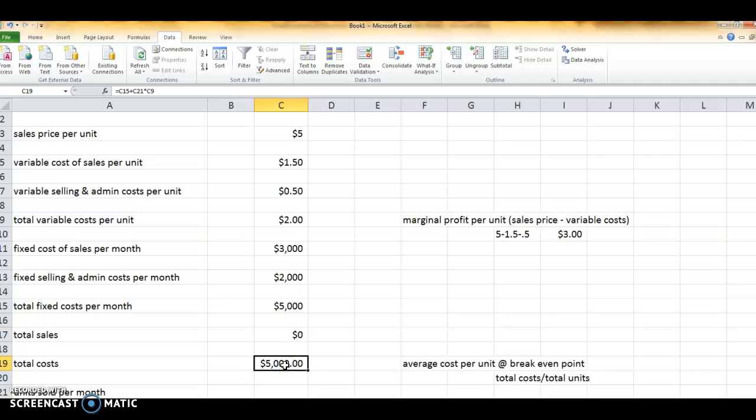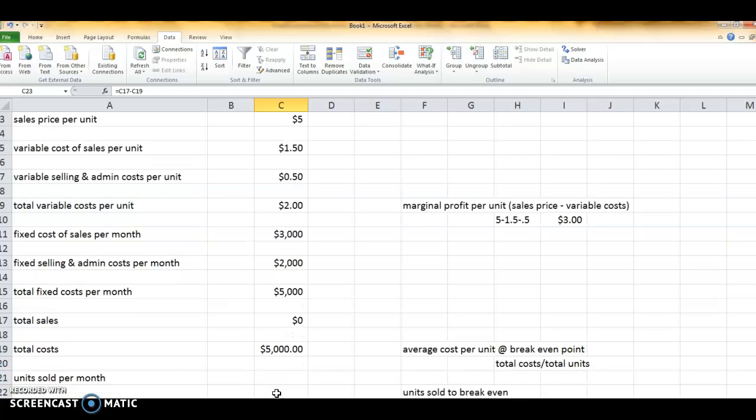My total costs are going to be a function of my total fixed costs, which are $5,000, and my total variable costs. My total variable costs are going to be the $2 per unit times the number of units sold per month. Again, I haven't calculated that out. So assuming that I'm selling right now 0 units, then my total costs are going to be $5,000. Now, my profit's going to be the difference between my total sales, which right now are $0, and my total costs, which are $5,000. Right?